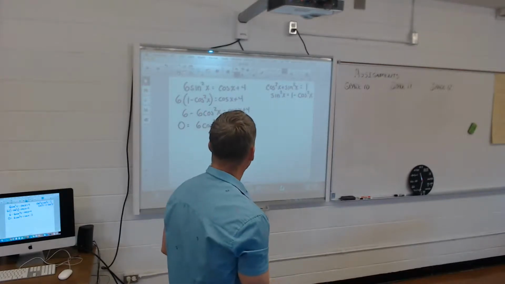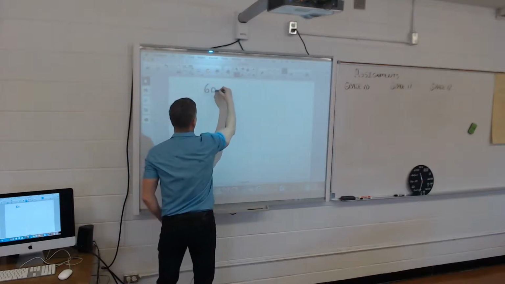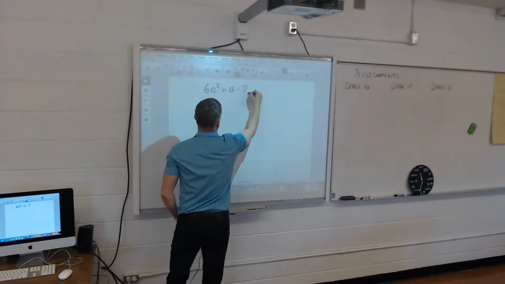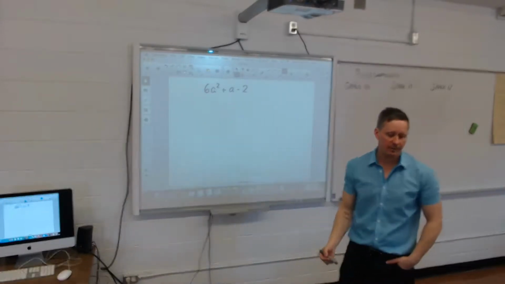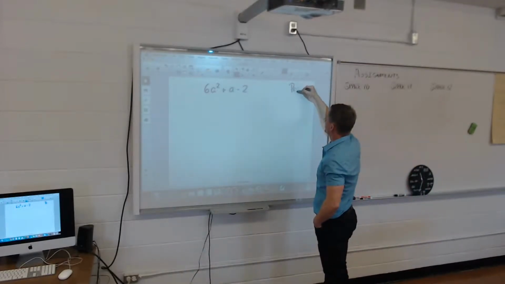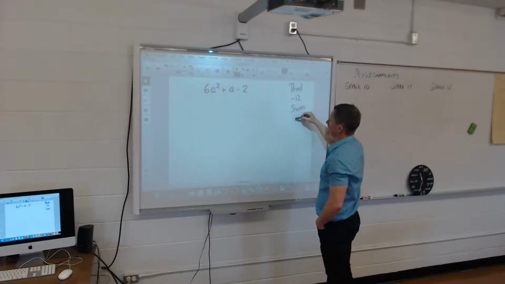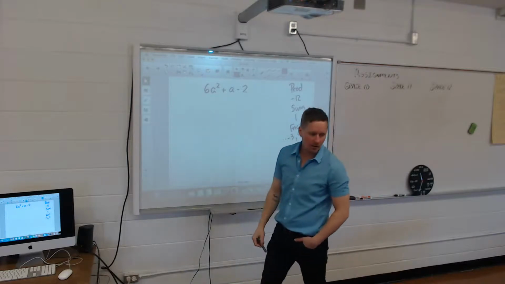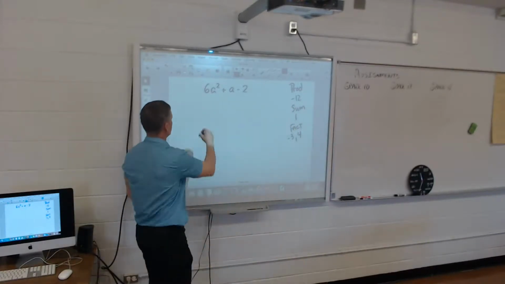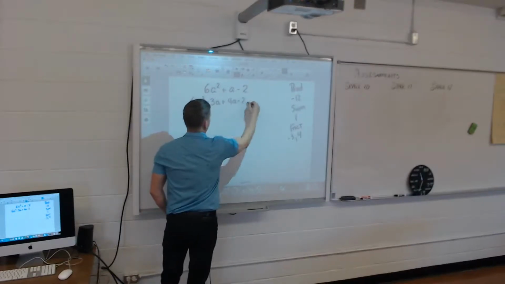Okay, now I need to factor this. So I'm going to give you a different page and ask you to factor it, because that's essentially what I'm doing. So my product is minus 12. Sum is 1. Factors, minus 3 and 4. Okay. 6a squared minus 3a plus 4a subtract 2.